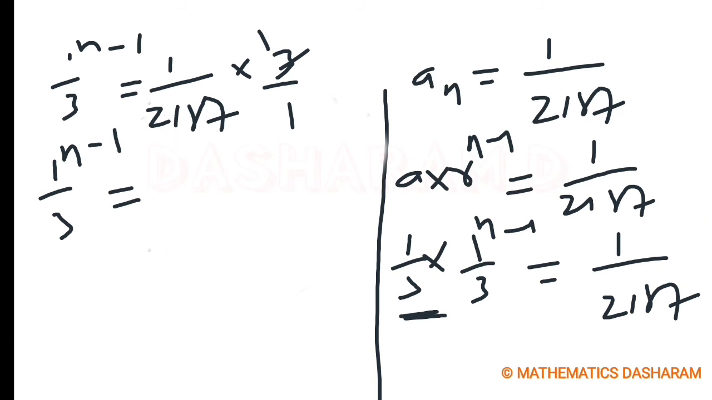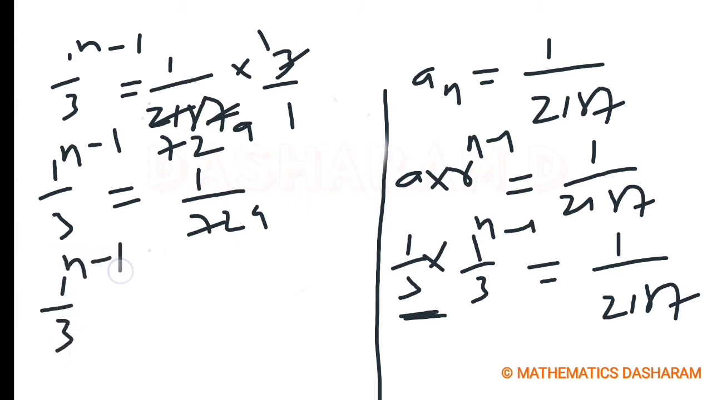So here 3 7s are 21, 3 2s are 6, 2 remainder, 3 9s are 27. So 1 by 729. So now (1 by 3) whole power n minus 1 equals 1 by 729, which can be written as (1 by 3) whole power 6, because in the previous question I already factorized 729.